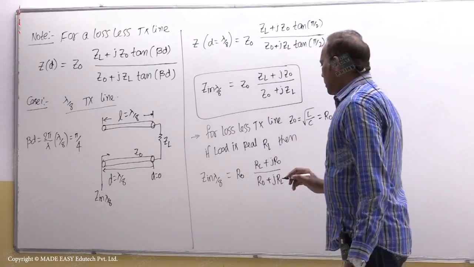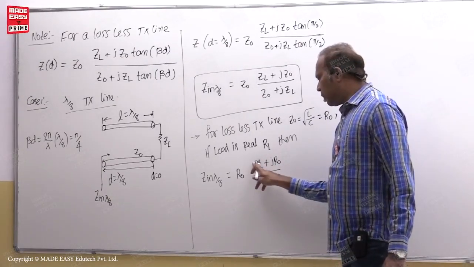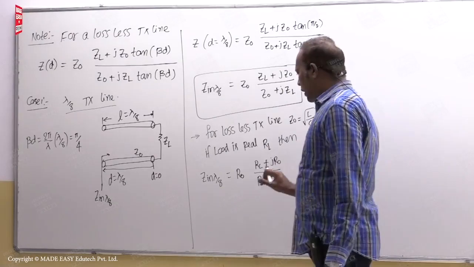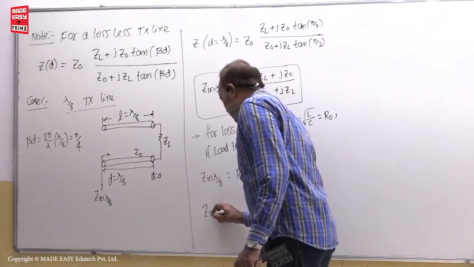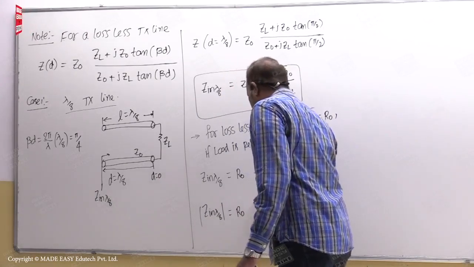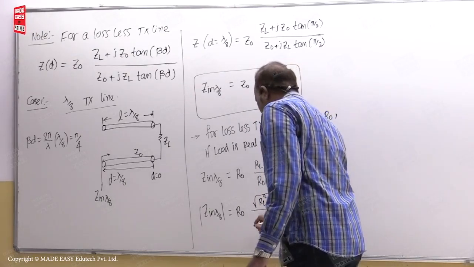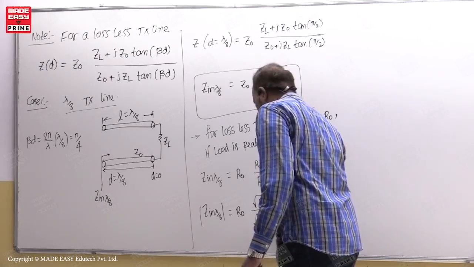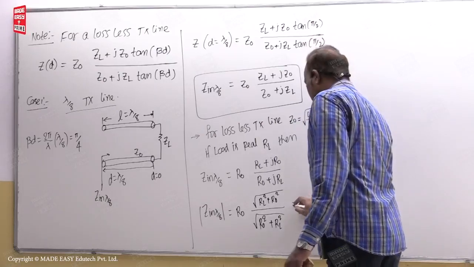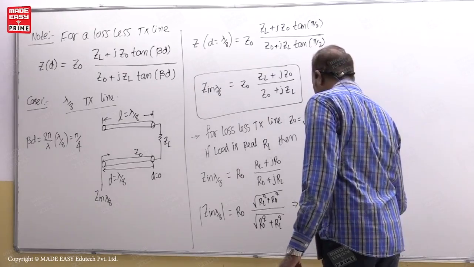Now this is RL plus jR0. Here RL is a different value, R0 is a different value, so you can't cancel them. So anyway, now if you take the modulus of this, then you get R0 times root of (RL square plus R0 square) divided by root of (R0 square plus RL square). Ultimately this cancels. So you get the magnitude of the input impedance of the lambda by 8 line as R0.